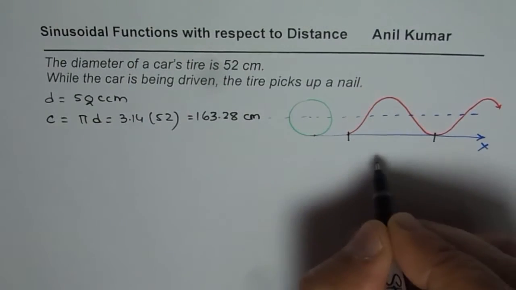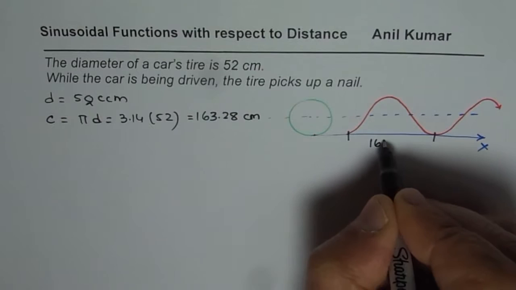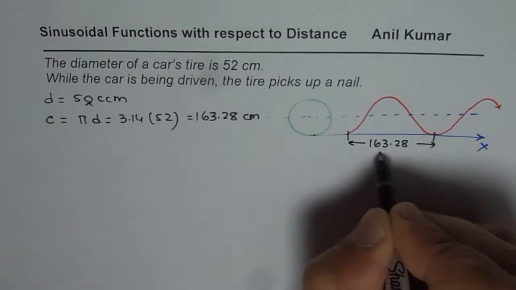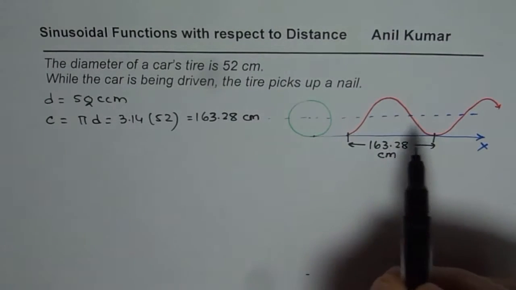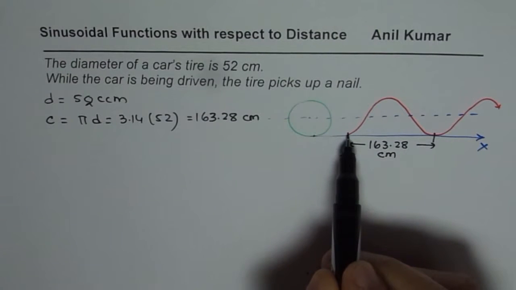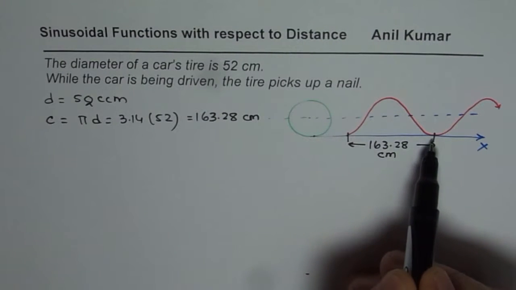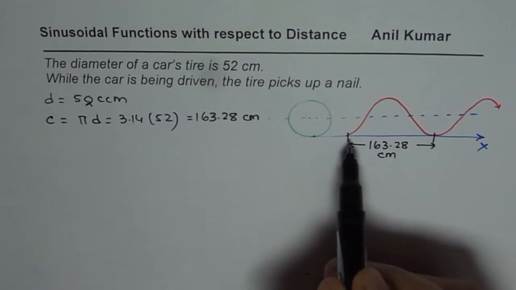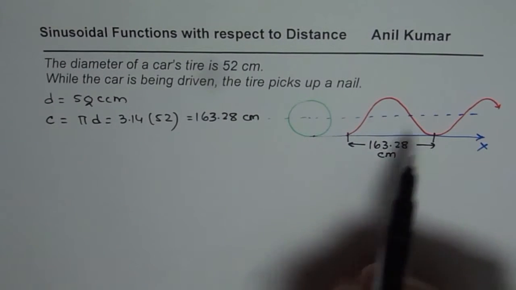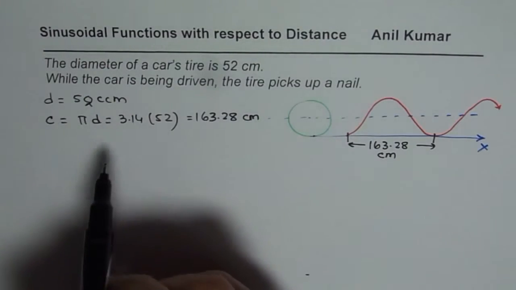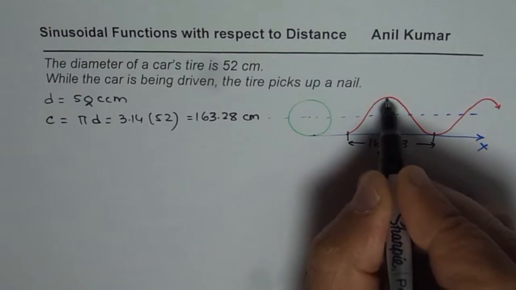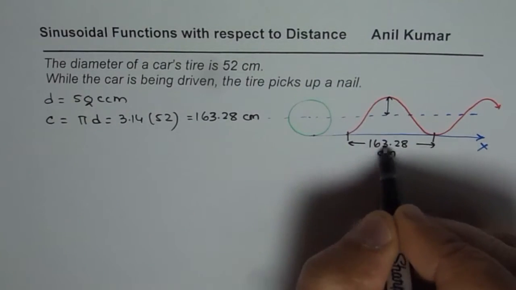So this distance will be 163.28 centimeters. After the car travels a distance of 163.28, the nail will come down to its position with the ground, right? In between, it goes up and then down, and this motion could be given as a sinusoidal function, right? So the axis will be midway between, and the amplitude will be halfway, correct?